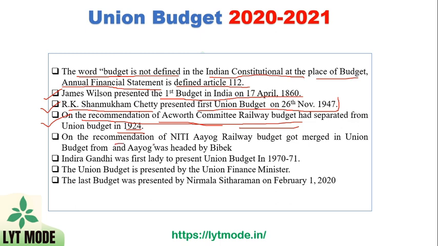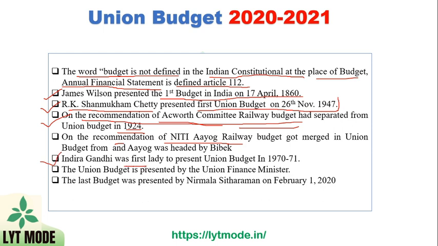But on the recommendation of NITI Aayog, the railway budget got merged into the union budget. This happened in 2017-18. So on the recommendation of NITI Aayog, the railway budget was again merged into the union budget, and there is only one budget now, which is presented by the union finance minister every year.